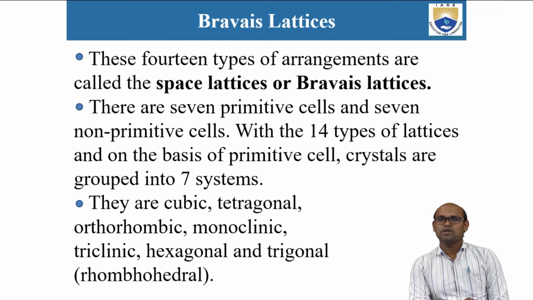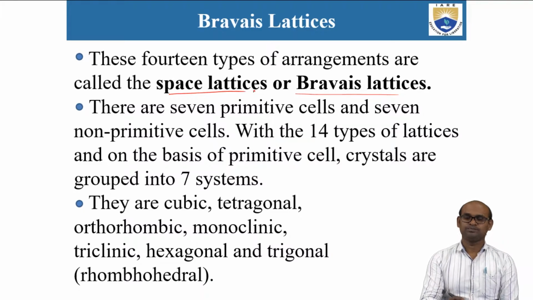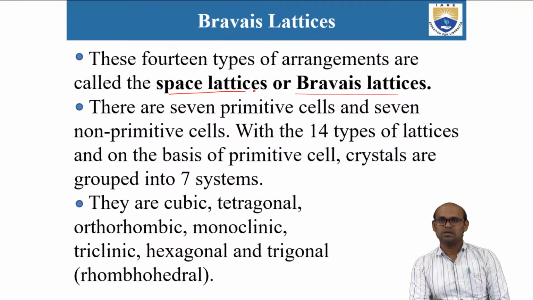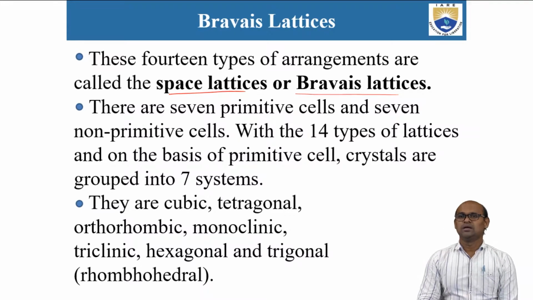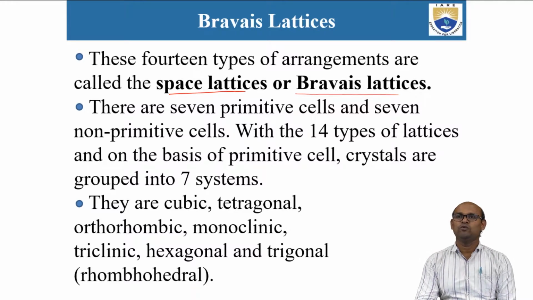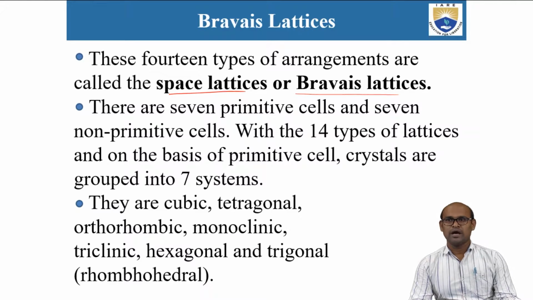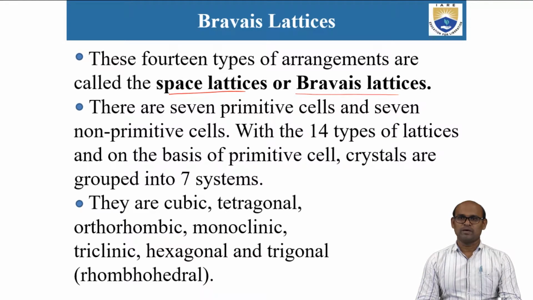So these 14 types of arrangements are called space lattices or Bravais lattices. Bravais observed that you cannot generate many different types of lattices with primitive and non-primitive unit cells, but you can generate only 14 types of arrangements of points, and those 14 types are called space lattices or Bravais lattices. There are 7 primitive cells and 7 non-primitive cells.